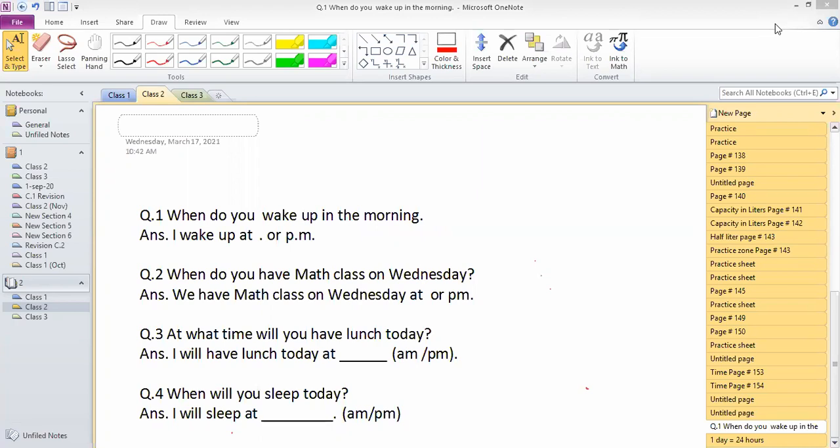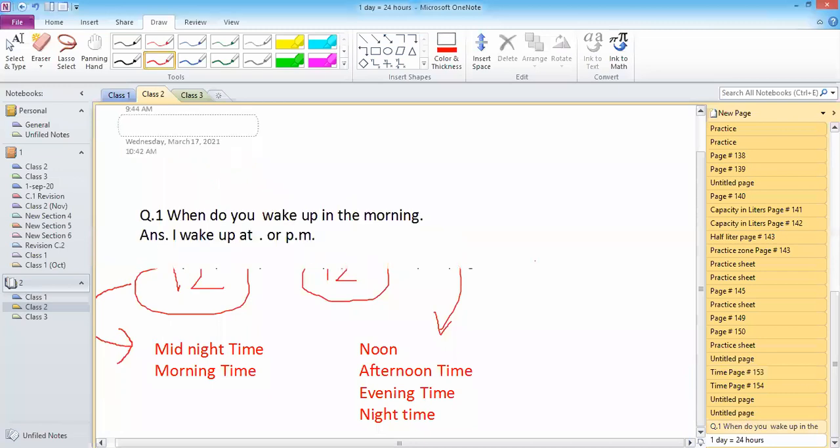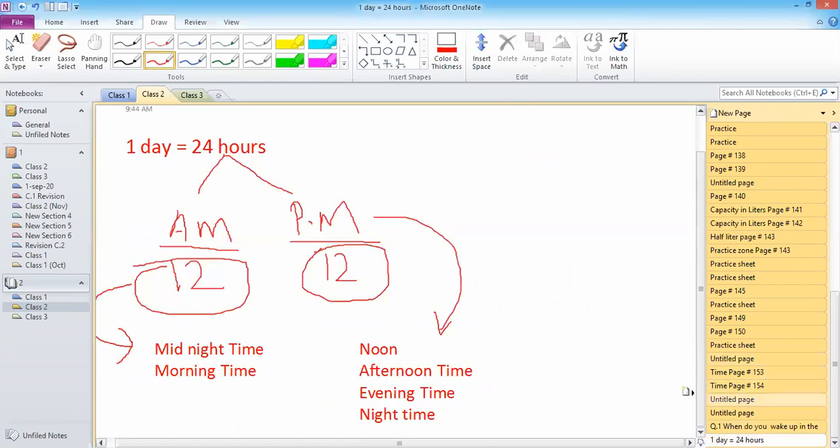I wake up at 4 PM. 4 PM? Look, morning time is not in PM. Morning time is in AM. So you wake up at AM. At what time? You wake up at 7 AM, 6 AM. What time? 9 PM, 9 AM. Morning time is in AM, not in PM. Okay? That's very good.